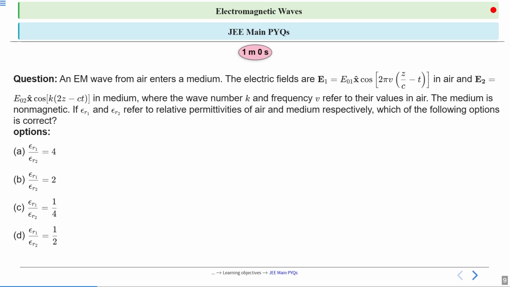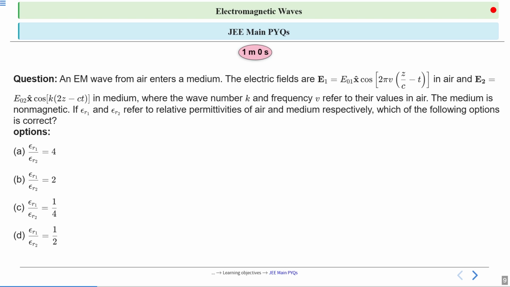The medium is non-magnetic. If epsilon r1 and epsilon r2 refer to relative permittivities of air and medium respectively, so epsilon r1 is the relative permittivity of air and epsilon r2 is the relative permittivity of medium. So what is relative permittivity? It is the permittivity of medium upon permittivity of air. Which of the following options is correct?